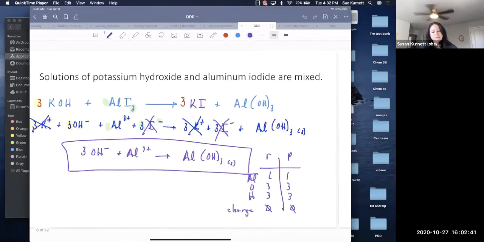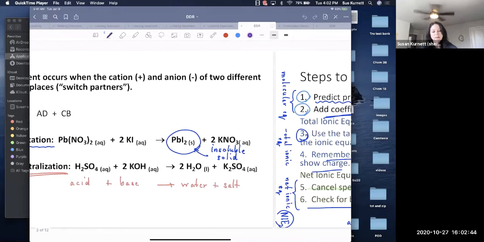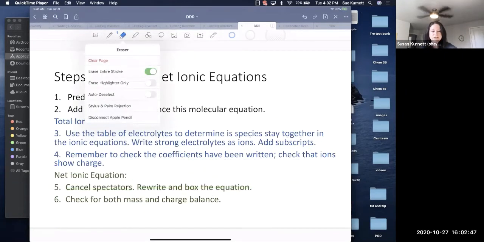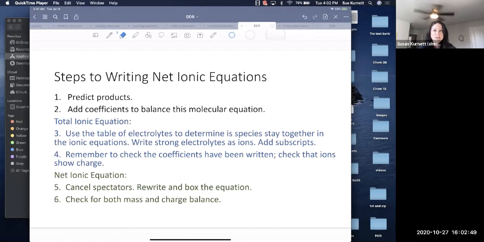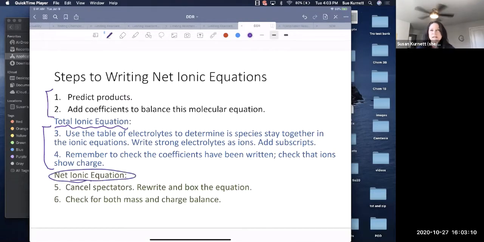Either in the video from yesterday that you can watch, or you were here yesterday and so you saw this. The steps for writing net ionic equations look like this. We start by predicting the products for the molecular equation, and the molecular equation is just the regular balanced chemical equation that we use for stoichiometry. And then to find the total ionic equation, we're going to use the solubility rules that are found on that page I just showed you. And then finally, the goal is to come up with a net ionic equation, which is just the equation of the chemistry that happened in water, what actually changed. And so there's a couple steps for that.